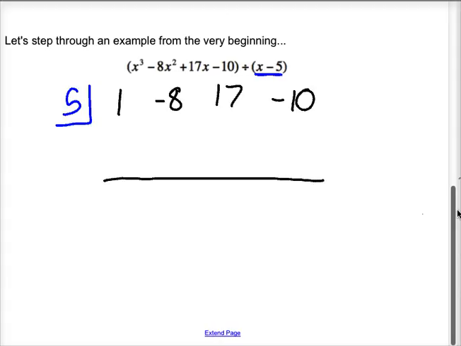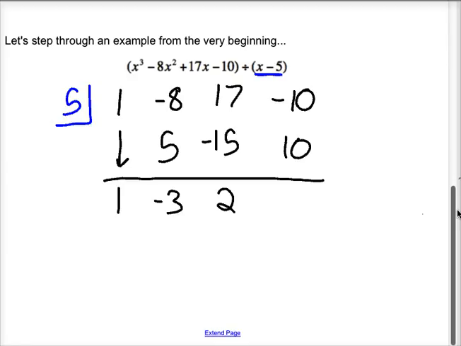And now I can begin my synthetic division process. I'd simply drag down the first number, and then I multiply by that 5. So whenever I get a number down there, I multiply it by 5. Then, whenever I have them stacked, I end up adding. So negative 8 plus 5 is negative 3. Now, I multiply. That gives me negative 15. Now, I add. 12 plus negative 15 leaves me 2. Now, I multiply. Now, I add.